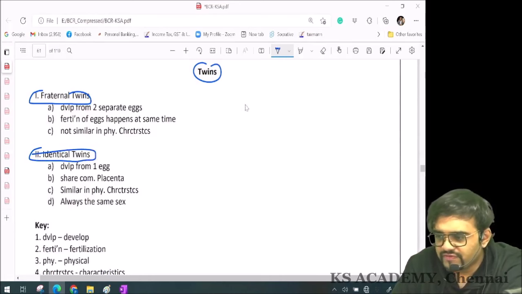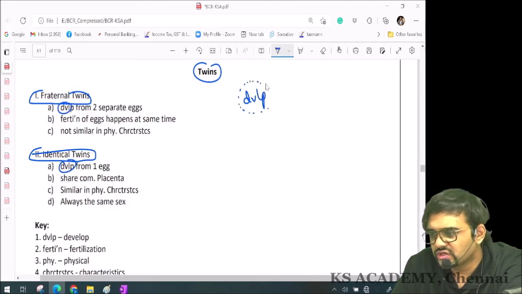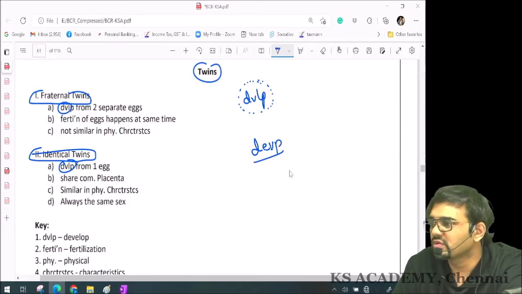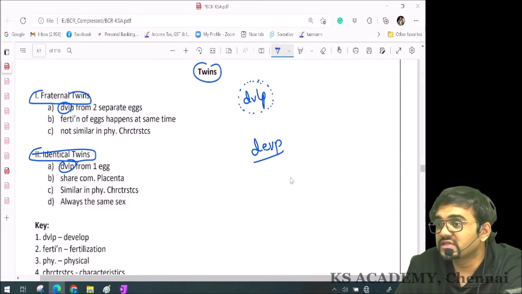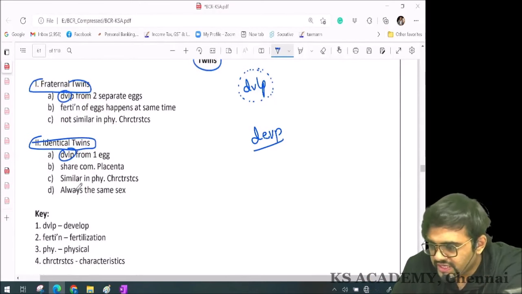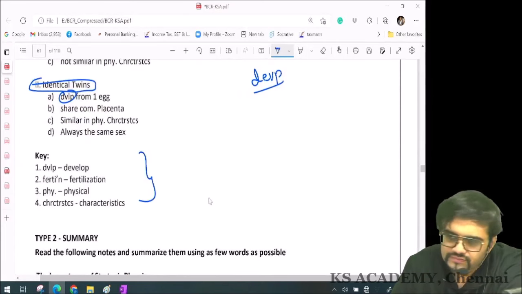See, if any word is repeating, in this develop is repeating 2 times. Hence, I can make a short form. Sir, I don't like DVLP. Can I make it DEVP if I want to? Yes, you can. You can do whatever you want. But you should write everything in the key. Abbreviation you should write. You should tell the examiner this is what it is. How many keys should I write is the question.